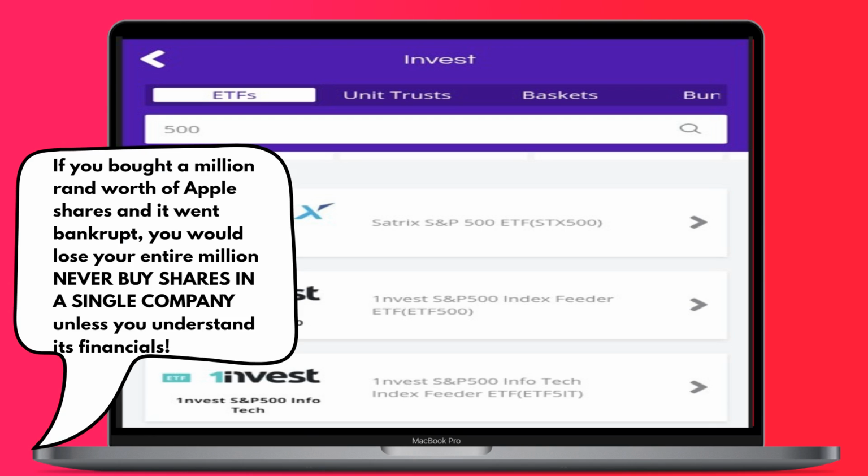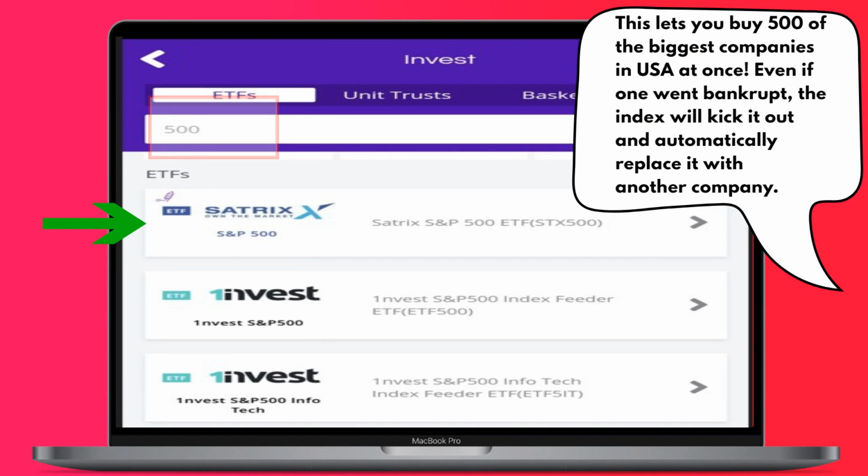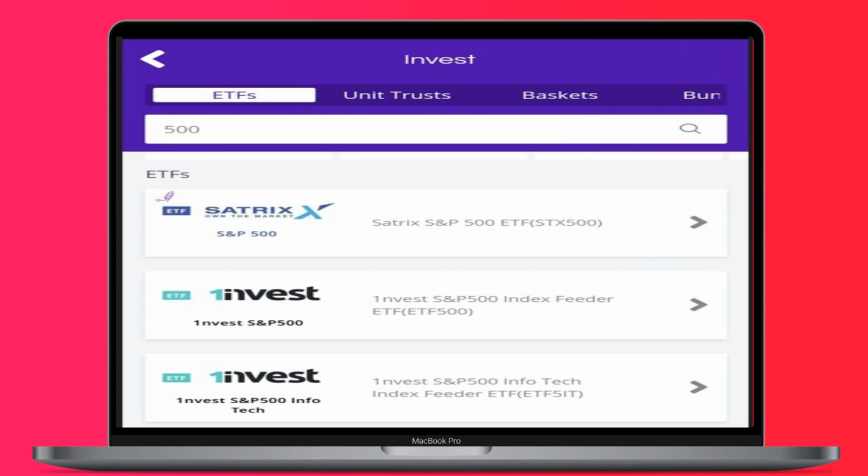So how do we own all our favorite companies without taking the risk of putting all your eggs into a single basket? Simple, you own the entire stock market. Some ETFs track an index which has hundreds of companies. For example, the S&P 500 ETF tracks the 500 biggest companies in the United States, including your favorites such as Apple. By buying this, you own a piece of the 500 biggest companies in the United States. Even if one goes bankrupt, you will be fine. The index automatically changes if one of the companies does badly. It kicks it out and replaces it with the next company in line, so you don't have to do anything.